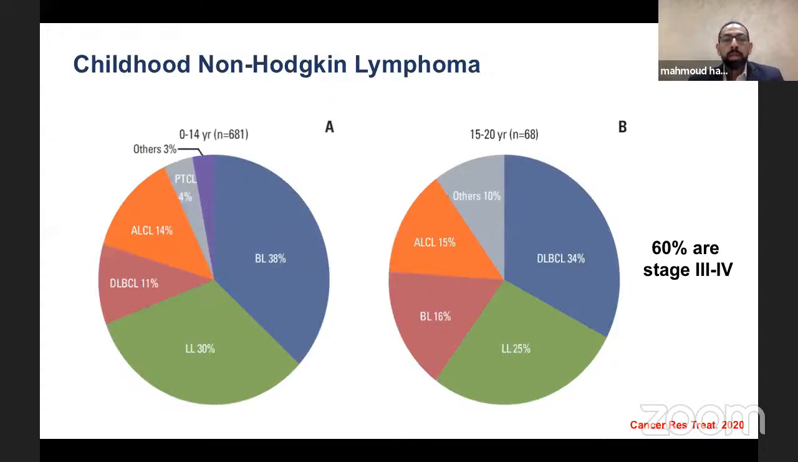As previously mentioned, Burkitt's lymphoma is the most common subtype of non-Hodgkin lymphoma in the age group below 14 years of age, constituting around 38% of patients, and in the older age group, it comes third, preceded by the diffuse large B-cell and lymphoblastic lymphoma. 60% of cases present with advanced stage 3 and stage 4.